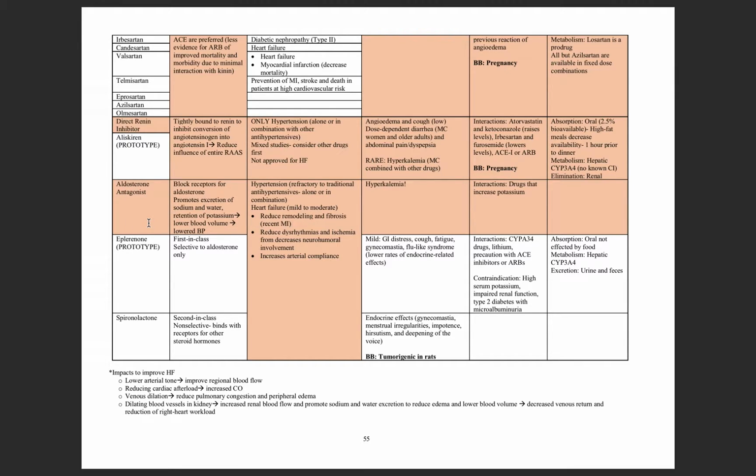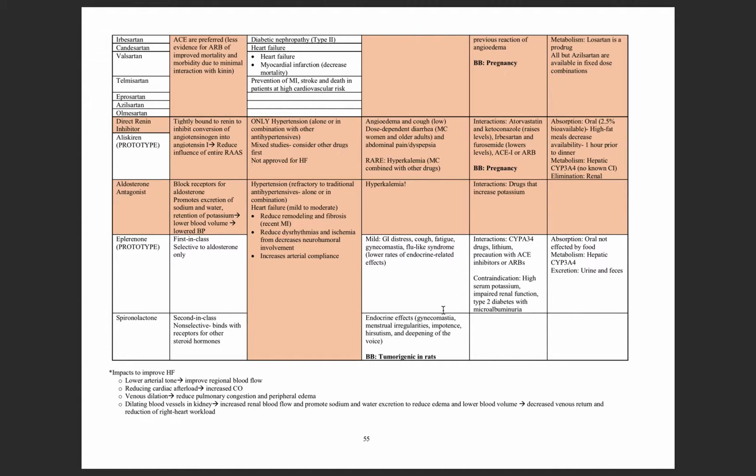Now, aldosterone antagonists, we talked a little bit about in our diuretics video. These are going to block the receptors for aldosterone, causing a decrease in the blood volume and lowering the blood pressure. These are used as add-on therapy most commonly for those with high blood pressure and heart failure, and they can actually improve mortality in heart failure as add-on therapy.